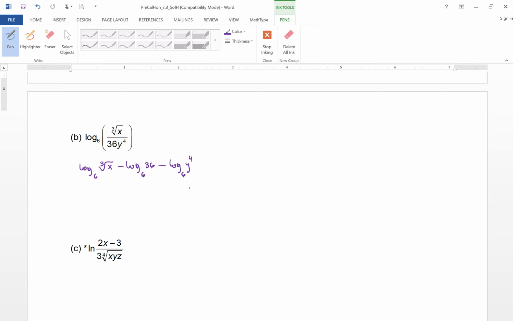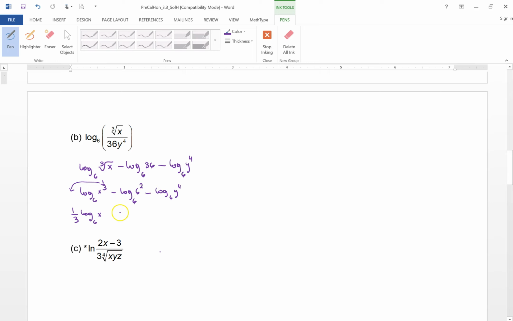Yes, we're not done yet. Okay, so we have things to change everywhere here. So this is log base 6 x to the 1/3 minus log base 6. 36 can be written as 6 squared minus, the 4 is going to come down eventually. I'll leave it for the next step. So here the 1/3 will become a coefficient. 1/3 log 6 x. What are we going to get here with the log base 6 of 6 squared?